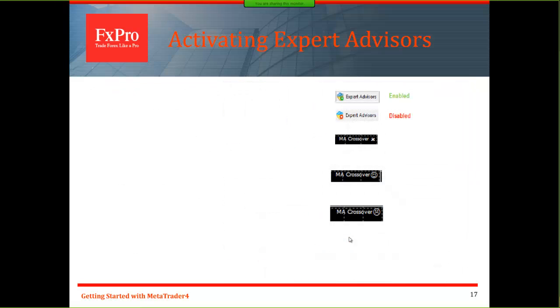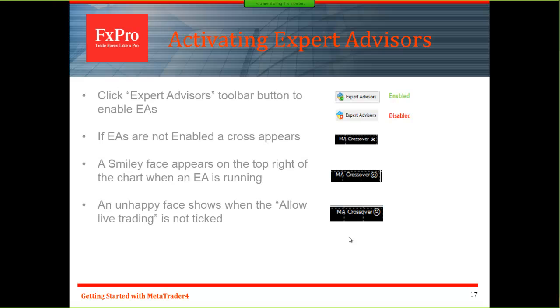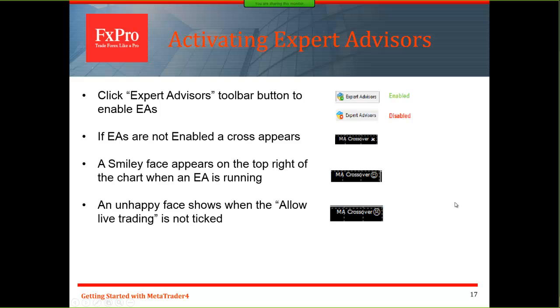You then need to click on the toolbar button on the top to enable EAs, and the smiley face appears on the top right of the chart when an EA is actively running. If there's an issue and allow live trading is not ticked, you will see a sad face. But in order for you to see a happy face, obviously you need to have expert advisors enabled, and it will turn green.